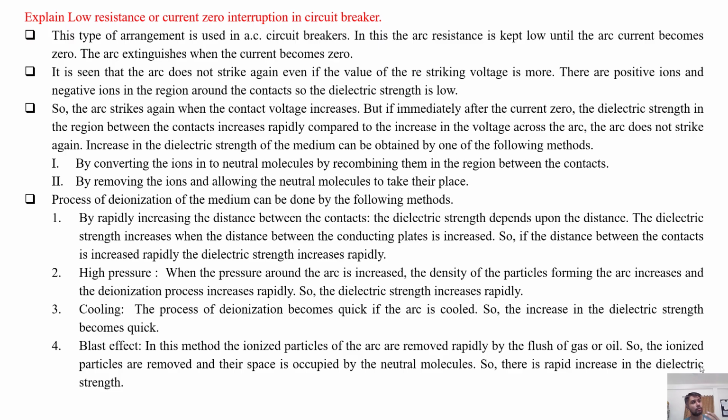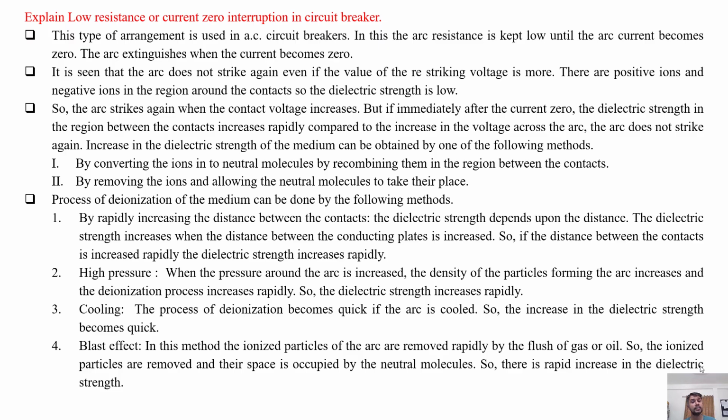One is by converting the ions into neutral molecules to take their place, and this can be done with the help of the recombination of the molecules or the ions in the region between the contacts. Second method is by removing the ions and allowing the neutral molecules to take their place. Now the process of deionization of the medium can be done by the following methods.